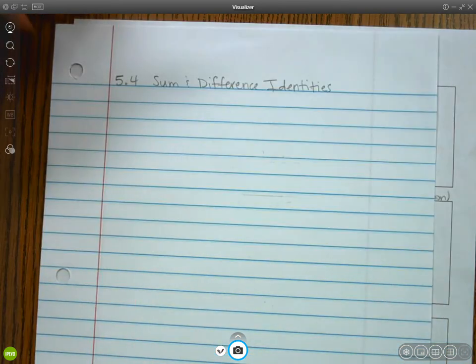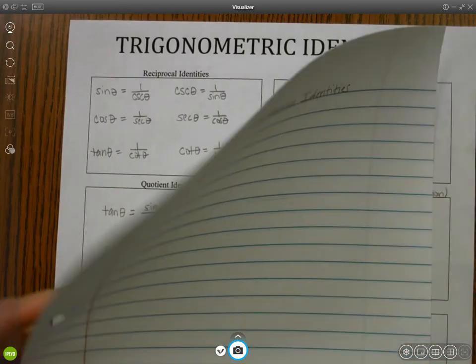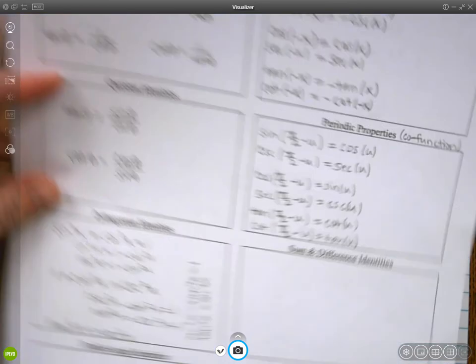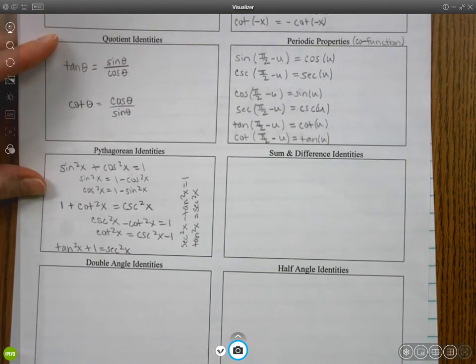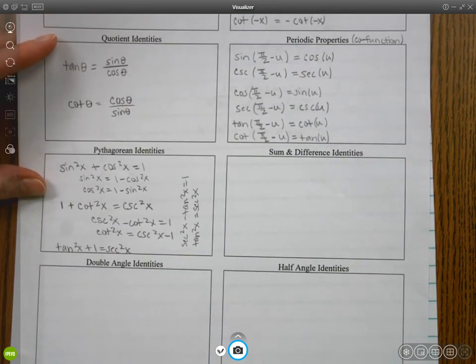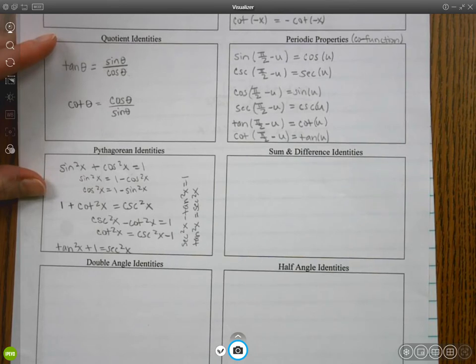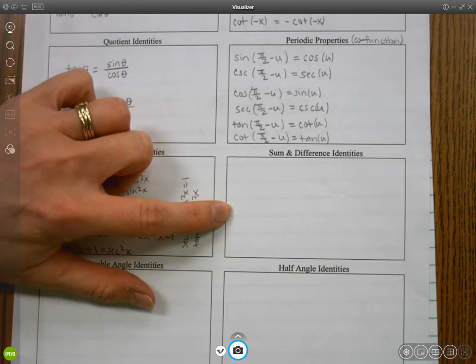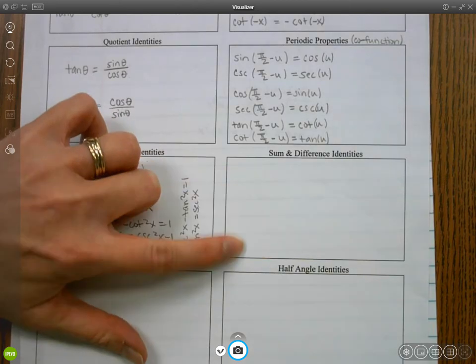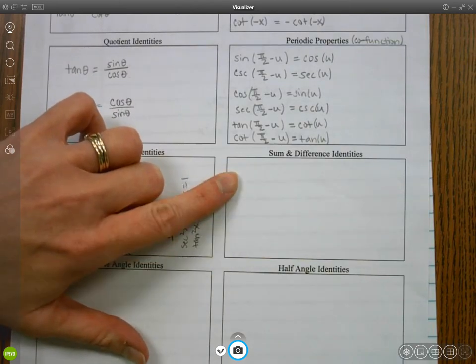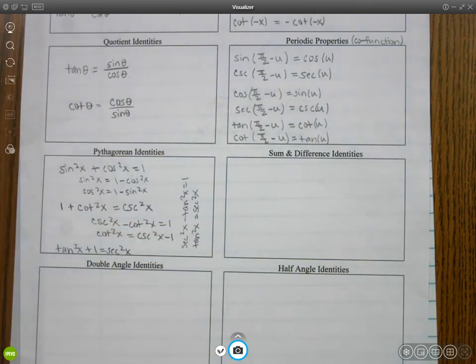Okay. All right, so first of all, your sum and difference identities. You have this paper that I gave you before. What break did we just have? Thanksgiving break. So you have a place to put your sum and difference identity. So in this spot, we need to put our sum and difference identities.